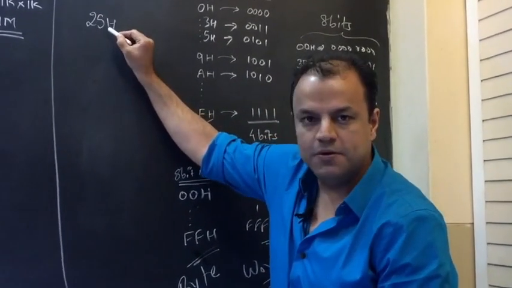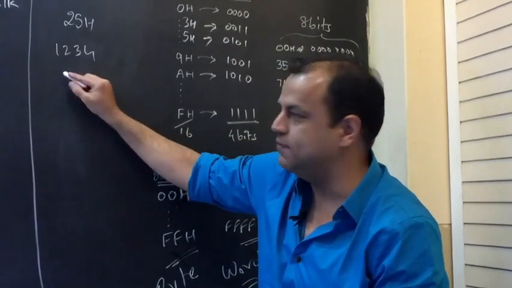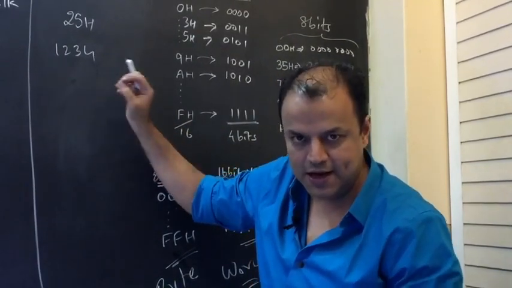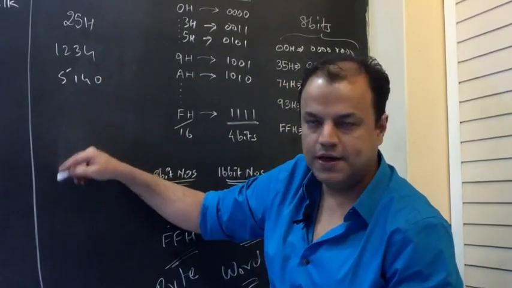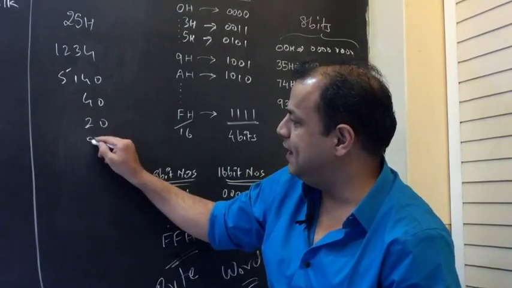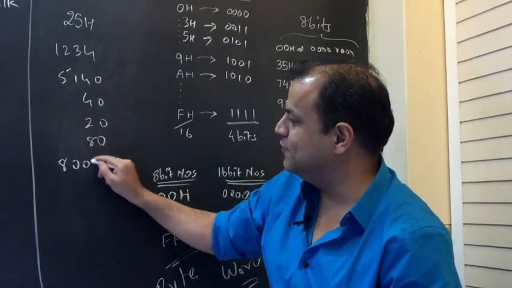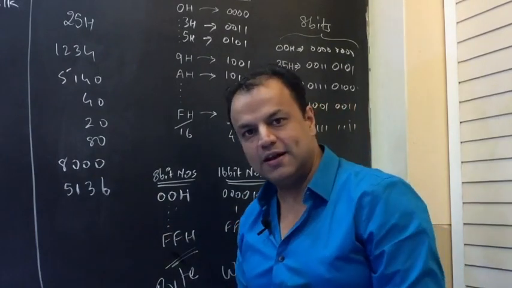25. How many bit number? Correct. 8-bit. 1, 2, 3, 4, 16-bit. I will not keep writing the H. Every number in our subject is hexadecimal. 5140, 16-bit. 40, 8-bit. 20, 8-bit. 80, 8-bit. 8000, 16-bit. 5136, 16-bit number, and so on. I think you got my point.